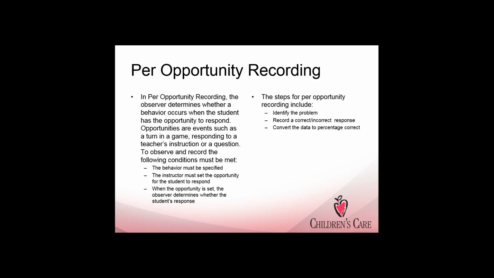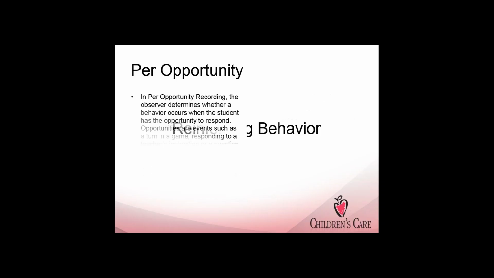The instructor must set the opportunity for the student to respond. And then when the opportunity is set, the observer determines whether the student's response was correct or incorrect. Did they take that turn? Did they make a choice in the lunchroom? Was it prompted? Was it not prompted? Those types of things. The steps for per opportunity recording include identifying the problem, record a correct or incorrect response, and then convert the data into percentage.